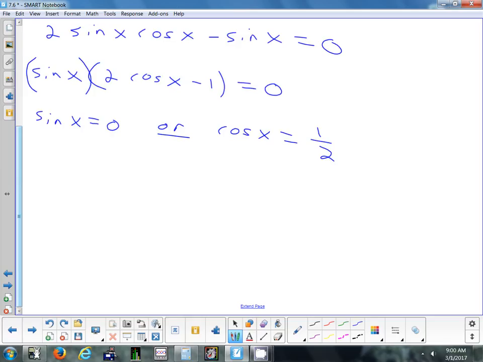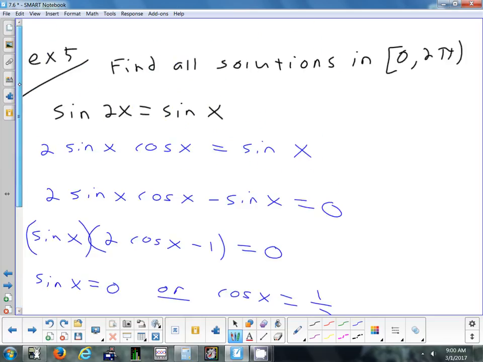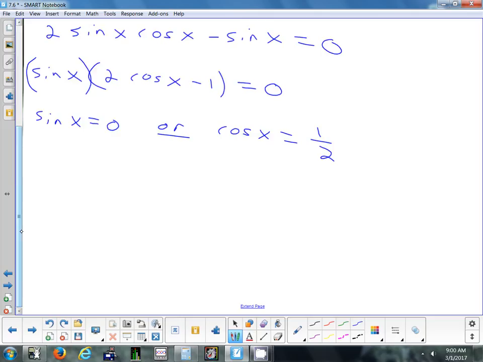Where is the sine of x equal to 0? And we're doing it in radians, between 0 and 2 pi. Think on the unit circle. If you were to draw that out, what angles would have a y value of 0? 0. And 180. 0 and pi.